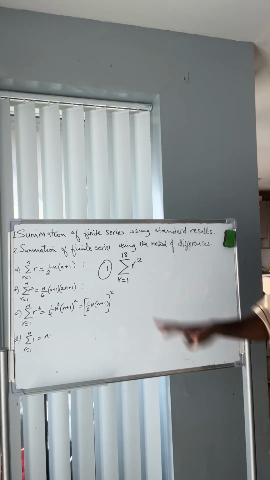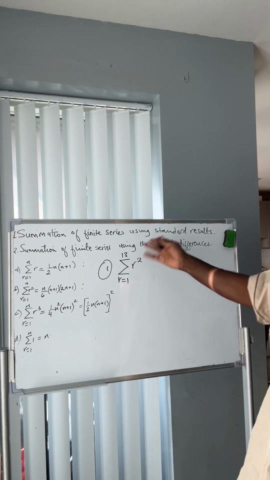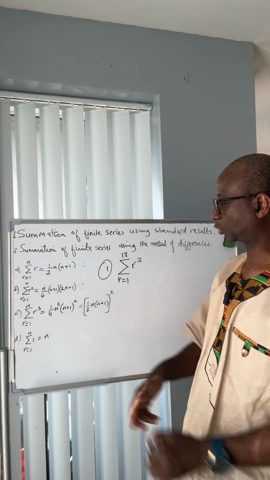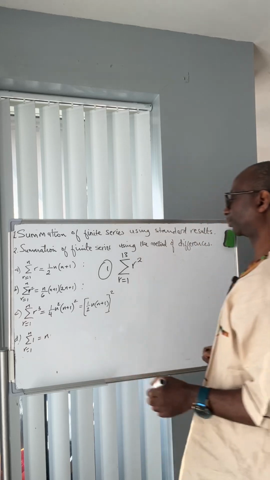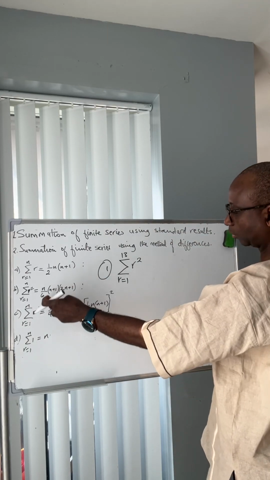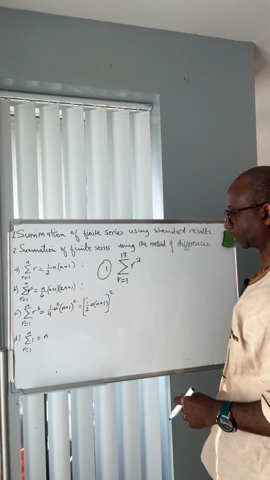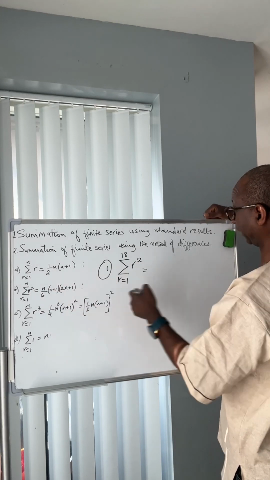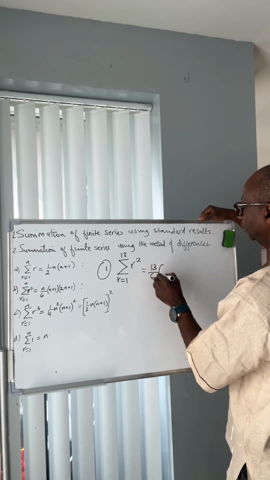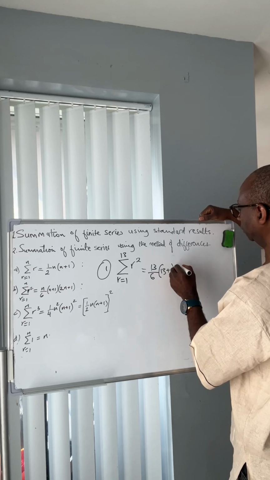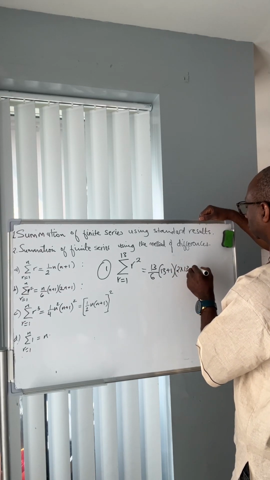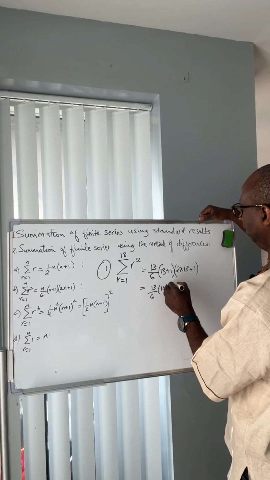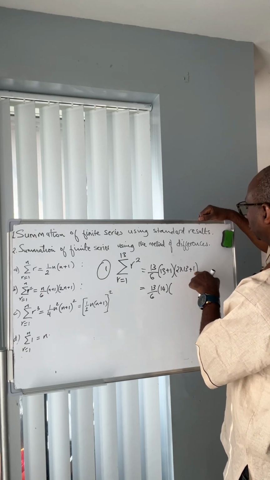You are asked to find the summation of this one using the standard results. So this is already r squared. The formula you're going to use here is this formula, r squared. It says n upon 6 into n plus 1 into 2n plus 1. But what is our n? Our n is, in this case, 13. This gives you 13 all over 6 into 13 plus 1 into 2 times 13 plus 1. So this gives us 13 all over 6 times 14 times 2 times 13, this is 26, plus 1, this is 27.